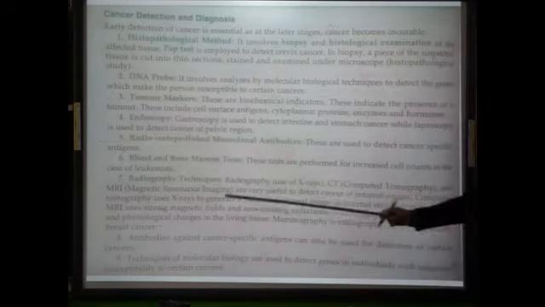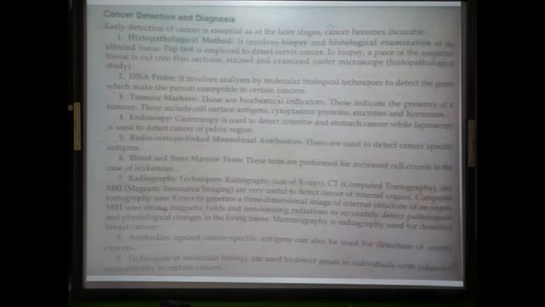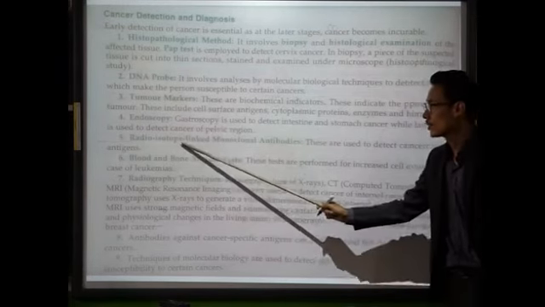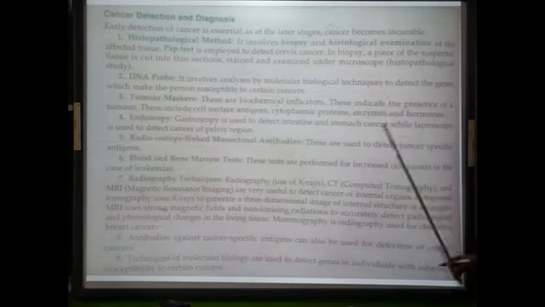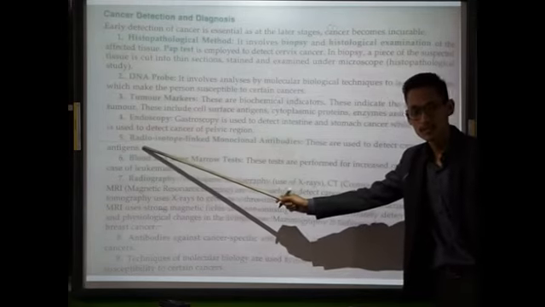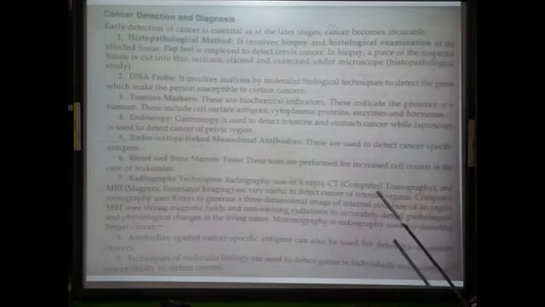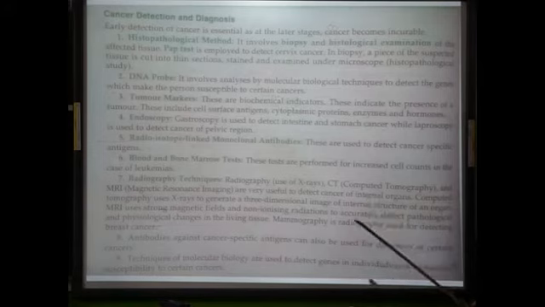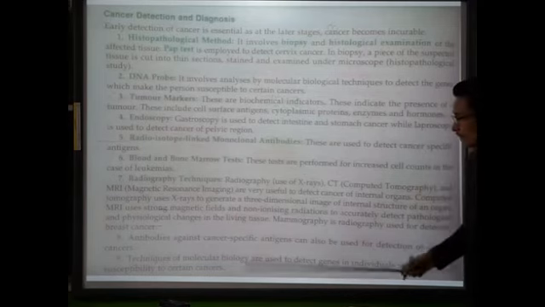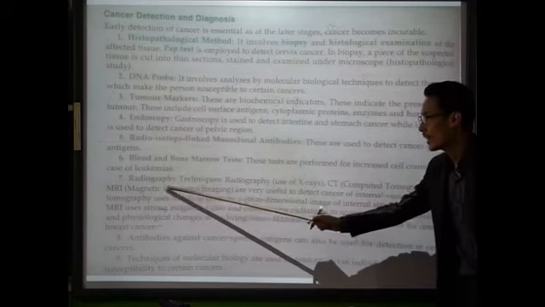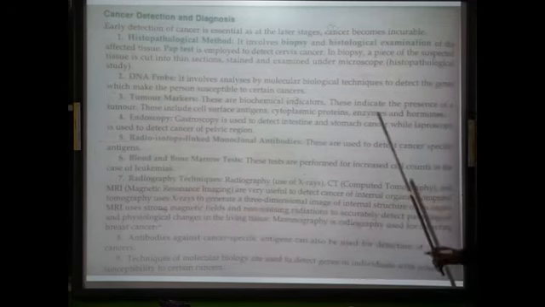Endoscopy can be done in order to find out cancer of the intestine and stomach. Laparoscopy is done to detect cancer of the pelvic region. Radioisotope-linked monoclonal antibody is used to detect cancer-specific antigens. Blood and bone marrow tests can be done to see the count of WBC. If there is an abnormal count of WBC, then we can correlate it with a case of leukemia, the blood cancer. Radiographic techniques, where you can go for X-ray, computed tomography (CT scan), and MRI, magnetic resonance imaging, are very useful for detection of cancer.